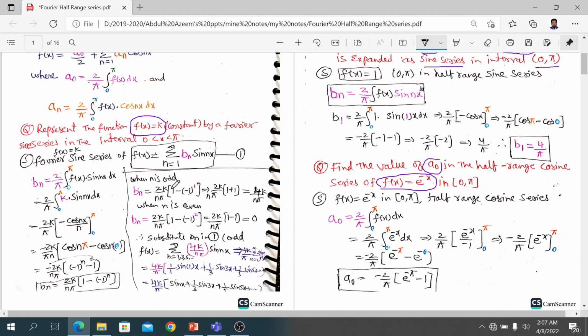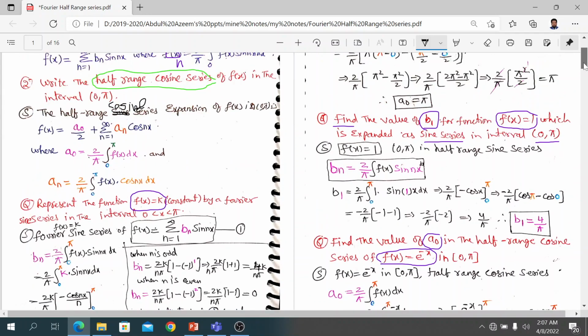Substitute in the series: sigma n equals 1 to infinity bn sine nx. Bn means 4k by n pi, so 4k by pi constant outside, 1 by n sine nx. Now apply sigma: 1 by 1 sine 1x plus 1 by 3 sine 3x plus 1 by 5 sine 5x. So 4k by pi outside as it is, sine 1x plus 1 by 3 sine 3x plus 1 by 5 sine 5x and so on. Now next question.